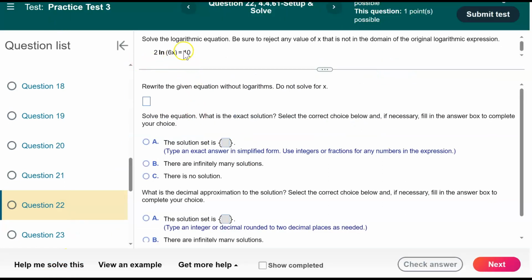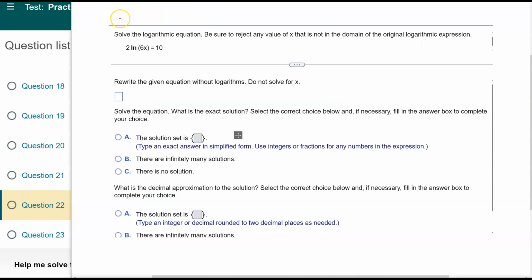So for the next question, we are asked to solve for the logarithmic equation. And then you make sure to reject any value of x that is not in the domain of the original expression. That means you have to check if the answer you got satisfies the given equation. And the first step is to rewrite the given equation without logarithms and do not solve for x yet. So to do that, we look at the expression here. We are to rewrite this without logarithm. So we're going to use the definition of logarithm. We write it in exponential form.